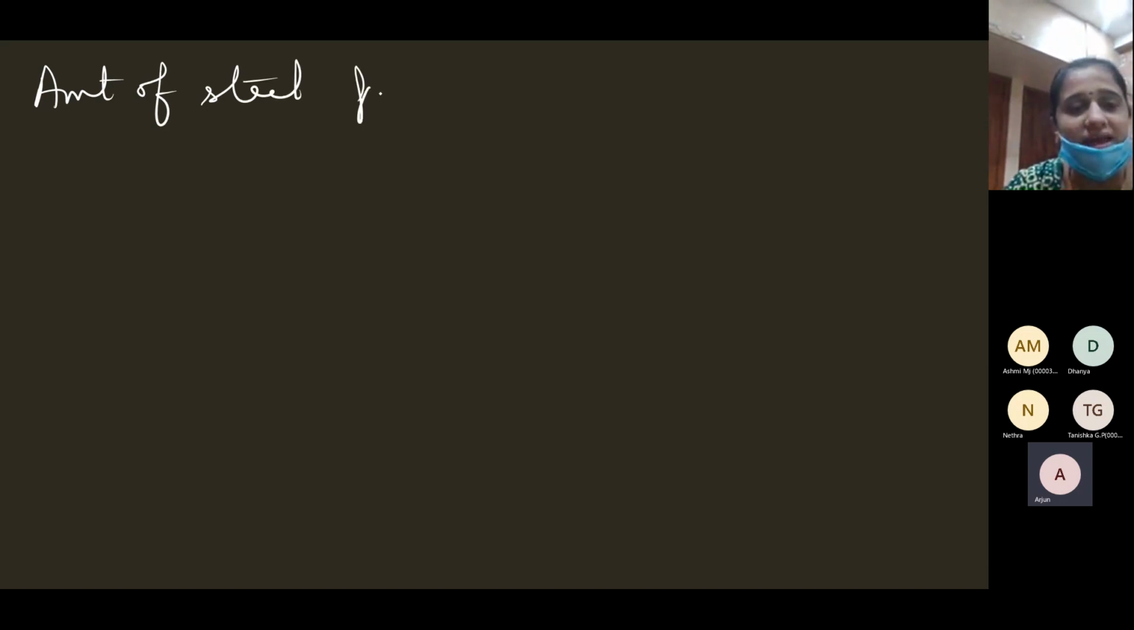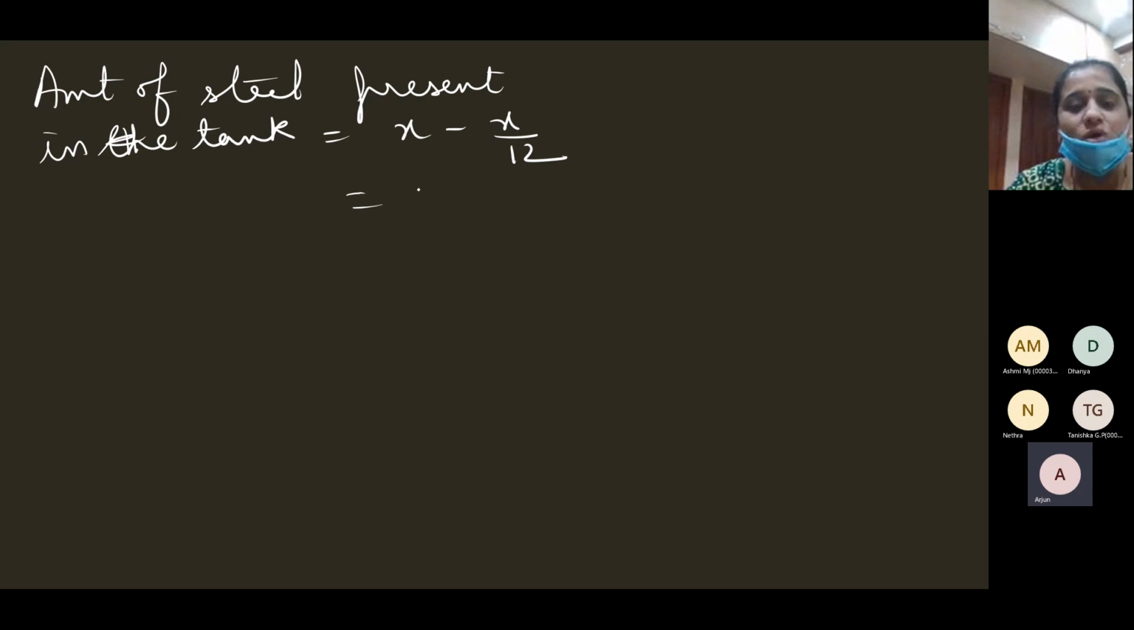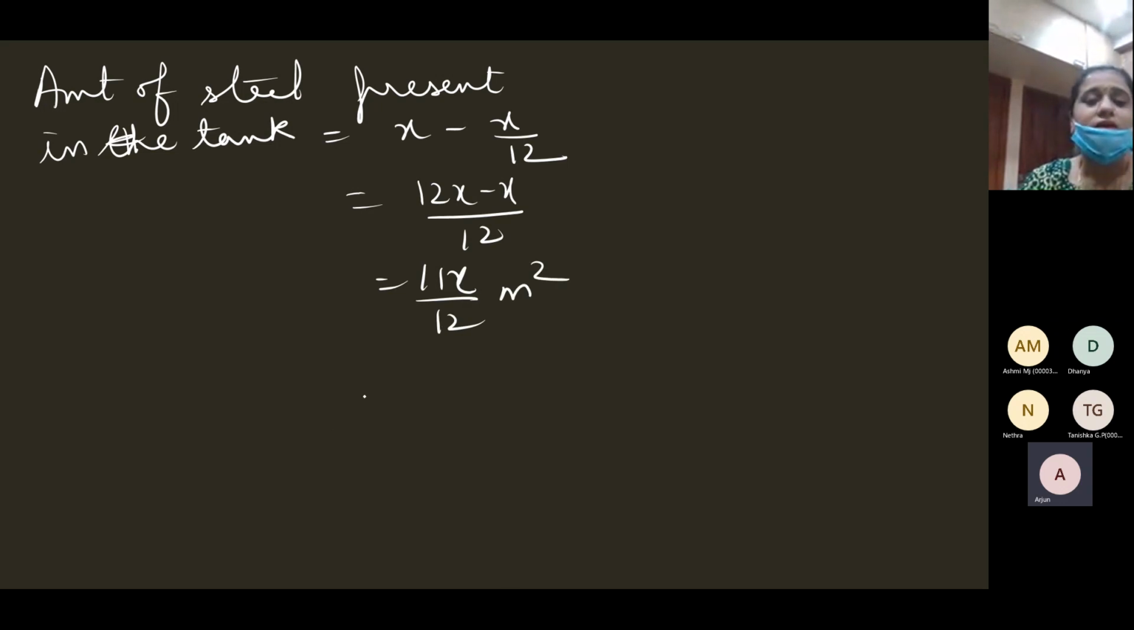So amount of steel present in the tank is equal to what he purchased, X, minus wastage, X by 12, which, on taking the LCM, is 12X minus X, 11X by 12 meter square. This is the amount of steel present in the tank. And what is that amount of steel present in the tank? TSA. So clearly 11X by 12 is equal to the TSA of the tank.